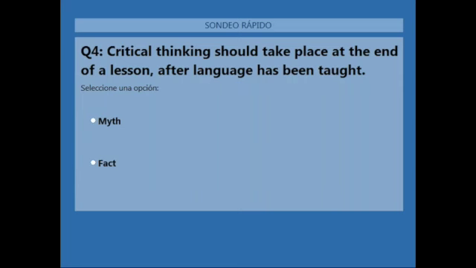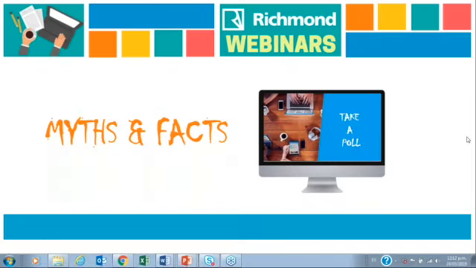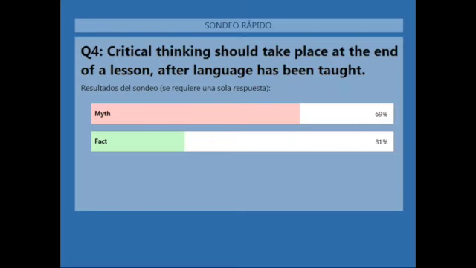43%, 50, 50, yeah, 52. Okay. All right, let's close. We have almost 70%. Okay, let's see the results right here. All right, so 69% of the people who voted say it is a myth, and 31% say it's a fact. And yes, it is a myth.